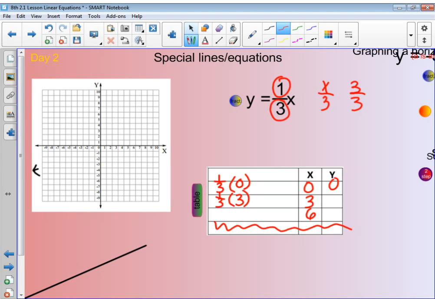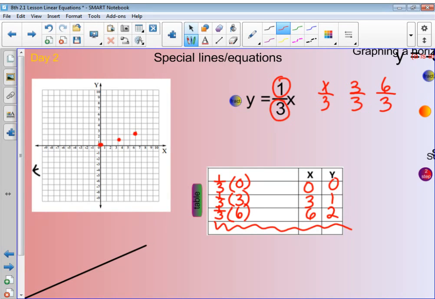That's going to give me 1 for my y. And then if I did a third of 6, it's like putting a 6 where the x is. 6 divided by 3 is going to give me 2. So now I'll go ahead and graph those points on my line. So over to 0, up to 0, over to 3, up to 1, and over to 6, up to 2. Okay, and then I would go ahead and graph my line through that.